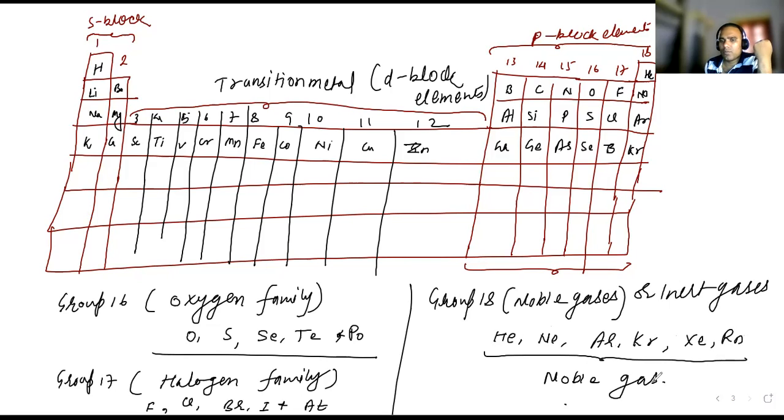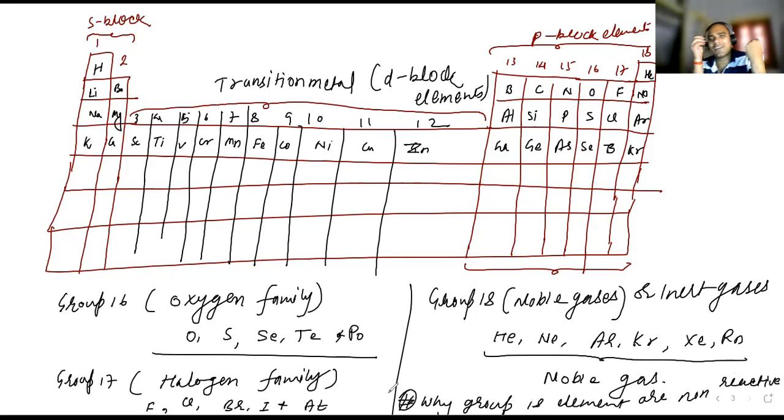One question they have given in your book: why are group 18 elements called noble gases? Because the elements are non-reactive gases. It's because they all satisfy the octet rule, so the valency is zero. They have completely filled octet or duplet. That is why they are known as noble gases, inert gases.